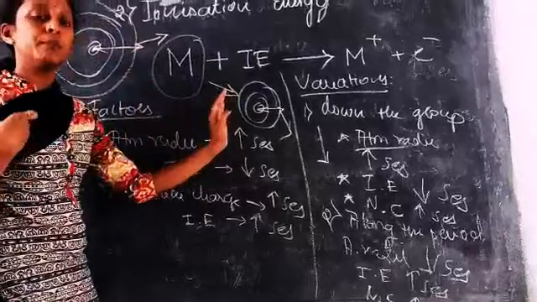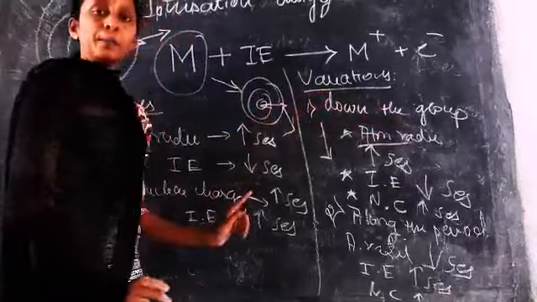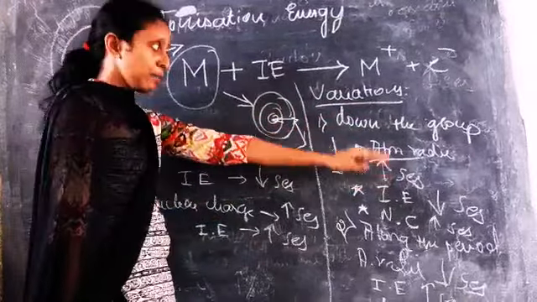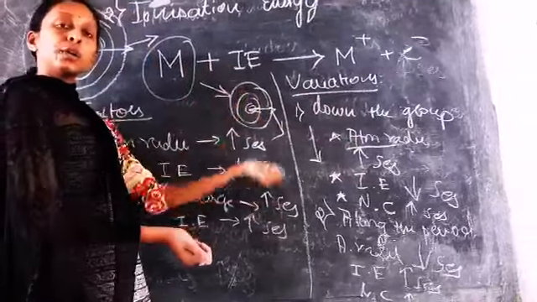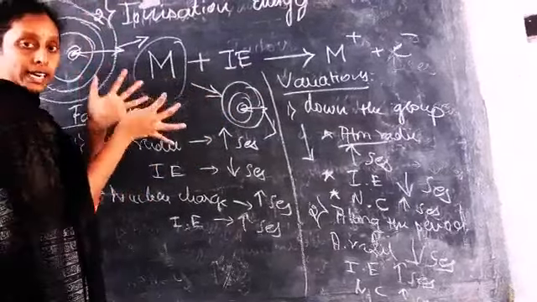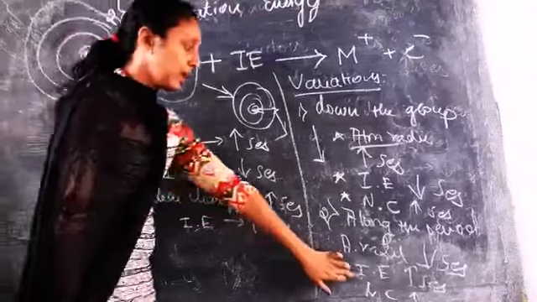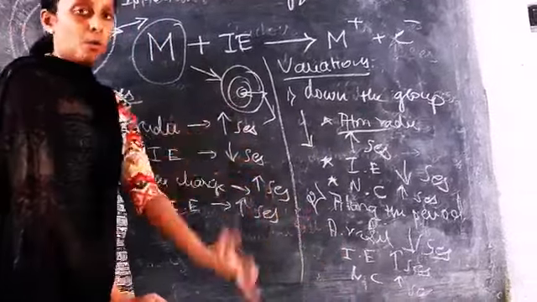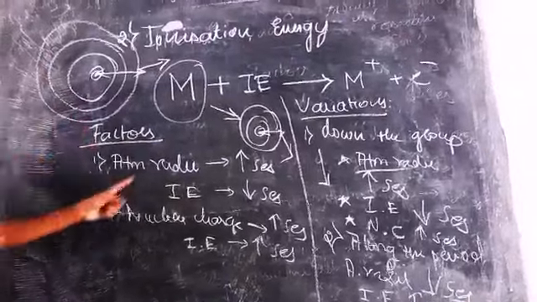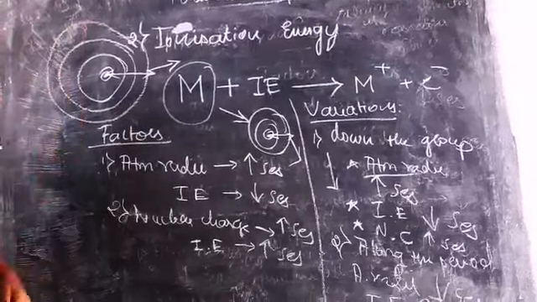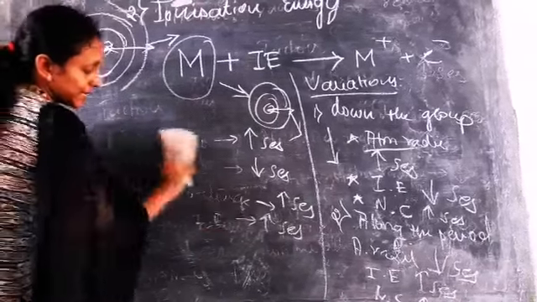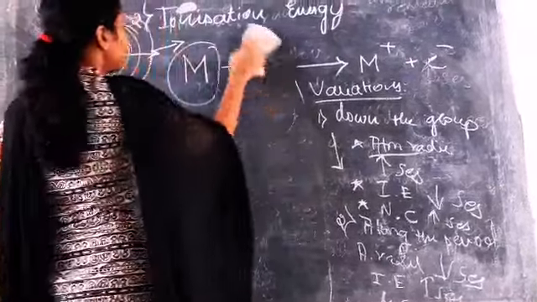As you go from left to right, the atomic radii decreases because the number of shells remains the same, whereas removing an electron will be very difficult because the electrons are strongly attracted towards the nucleus. So the ionization energy required is more, and the nuclear charge also will be more. So these are the factors and the variations of ionization energy. Next, coming to the next property, electron affinity.